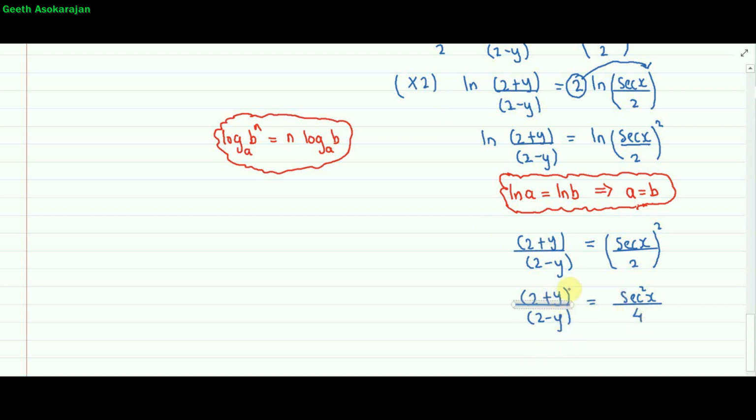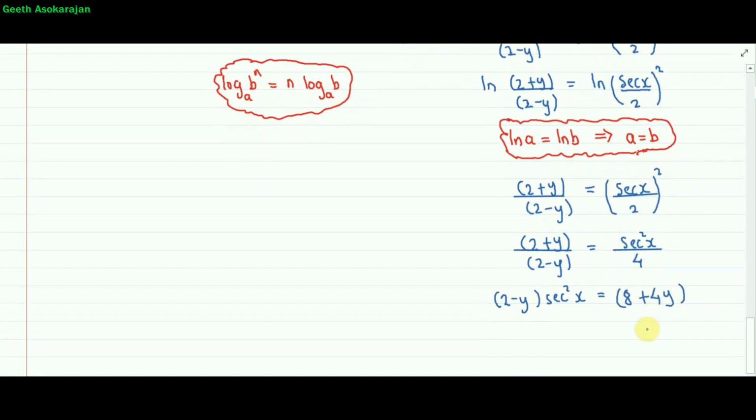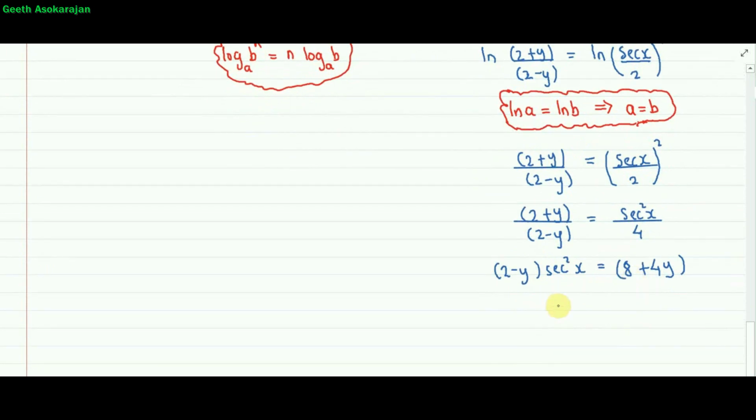If I cross multiply, I'm going to get 2 minus y into sec squared x, and that is equal to 4 into 2 plus y. So 4 into 2 is 8, and 4 into y is 4y. Let me keep that in the bracket. And if I rearrange, sec squared x is therefore 8 plus 4y divided by 2 minus y.